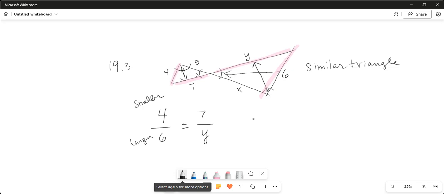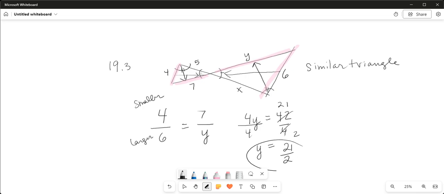Now we can use what we know about proportions to cross multiply and find the missing number, because the cross products always equal the same thing. So 4 times y equals 6 times 7, which is 42. Then I can divide both sides by 4 and reduce this. 2 goes into 4 2 times. So y is 21 over 2.